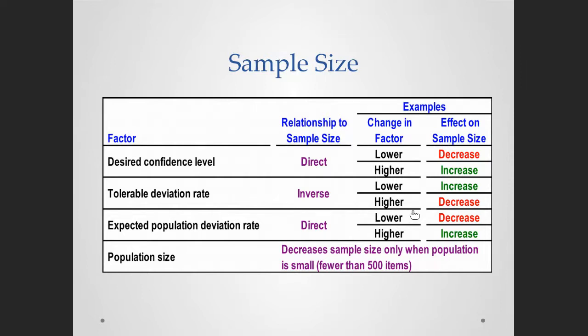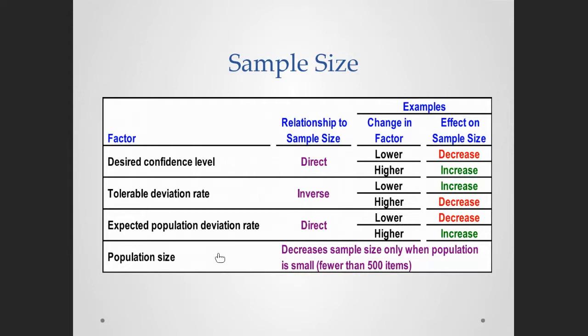These factors are either directly or inversely related. When one is going up and the other one is going down, that's the inverse relationship. And direct is when one increases, the other one increases. So desired confidence level and expected population deviation rate, both when they go up, the sample size increases, and when they go down, the sample size decreases. On the other hand, the tolerable deviation rate, when it increases, we have a higher tolerance, you can have a lower sample size. And when we have a lower tolerance, you need to increase the sample size. So these three are related.